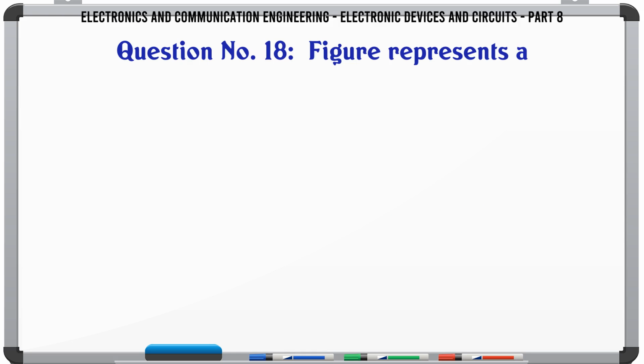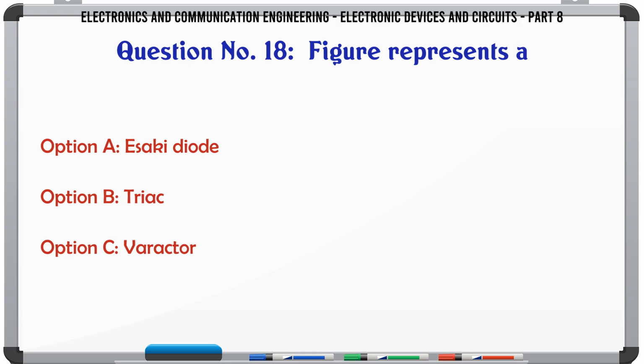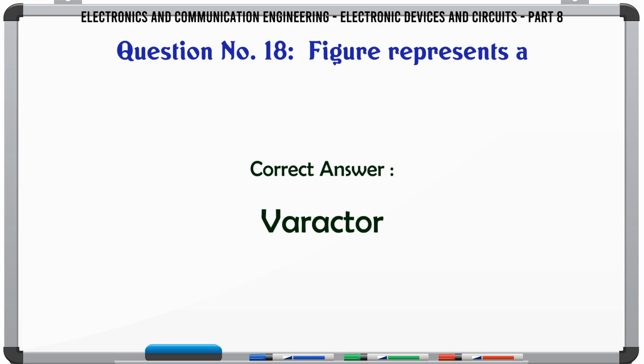Figure represents A. SCR diode, B. Triac, C. Varactor, D. Gunn diode. The correct answer is varactor.